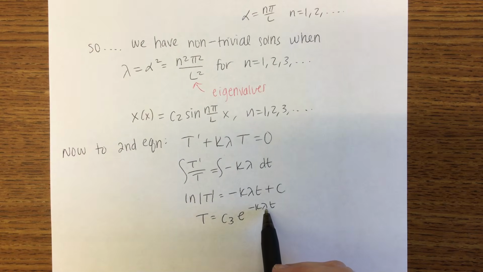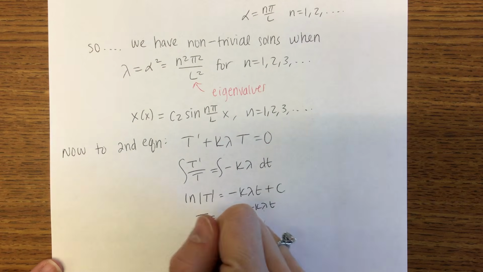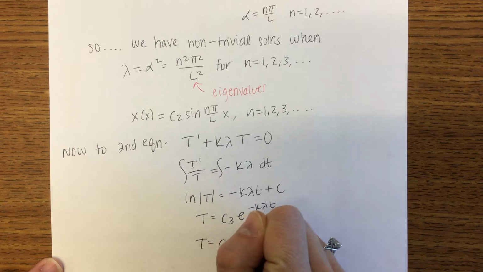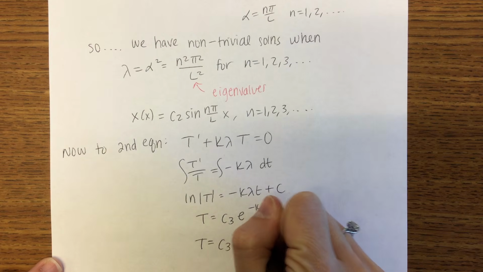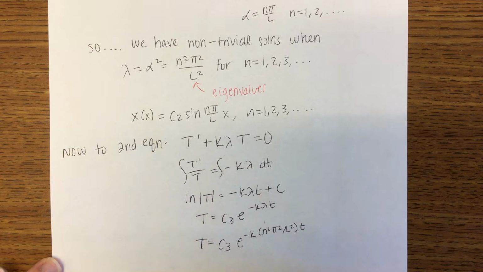Now we know what lambda is. We know what the eigenvalue is. That was defined up above. So ultimately we get T to be c3 e to the negative k n squared pi squared over L squared times t.